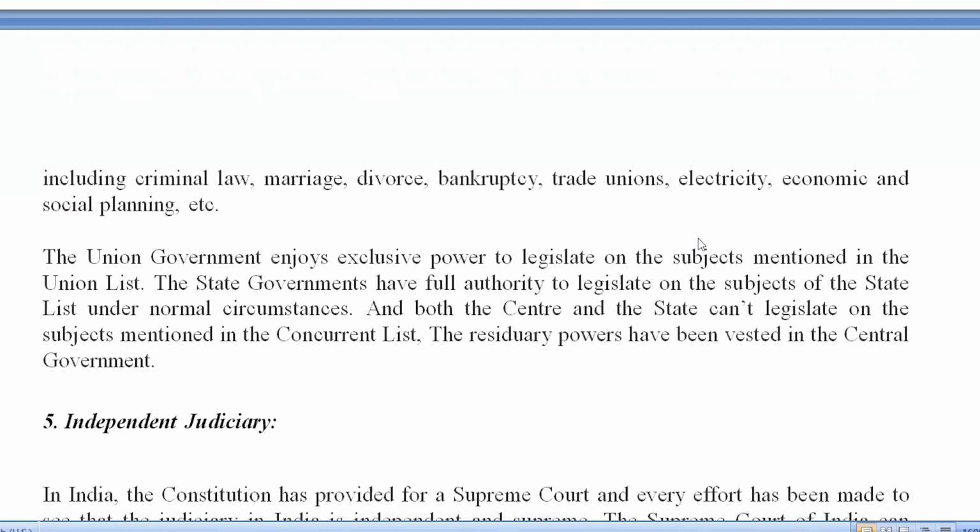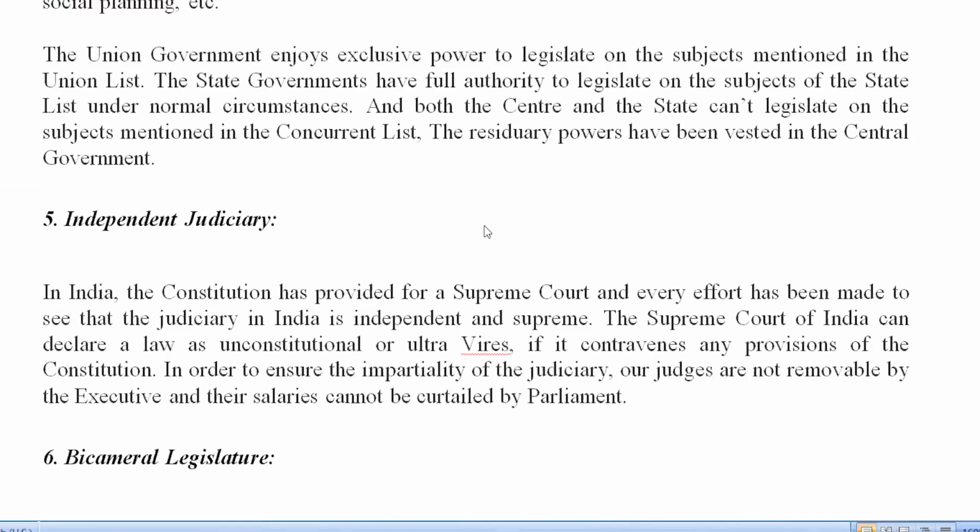The state governments have full authority to legislate on the subjects of the state list under normal circumstances. And both the center and the state can legislate on the subjects mentioned in the concurrent list. The residuary powers have been vested in the central government.